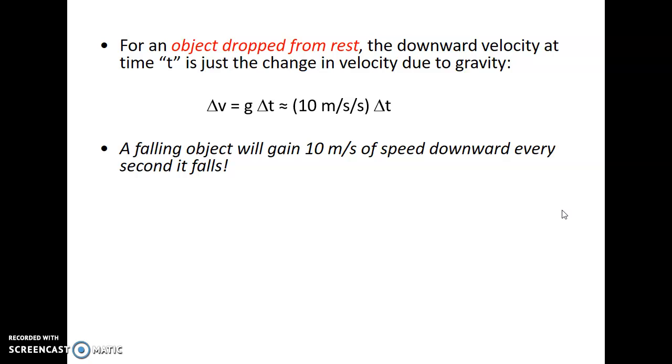Okay. Now, what if you launch an object upward? Well, if you launch an object upward, gravity immediately, when it leaves your hand, will start slowing it down.